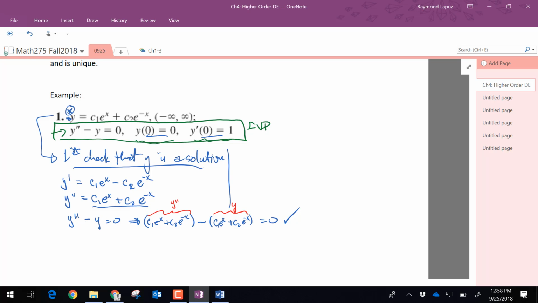That's good. And now let's actually answer the question, which is to find that unique solution, or to find C1 and C2 that would make this work.